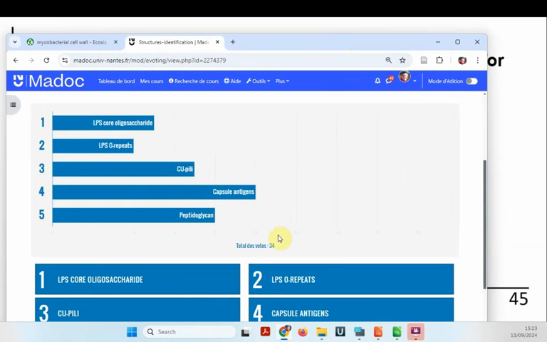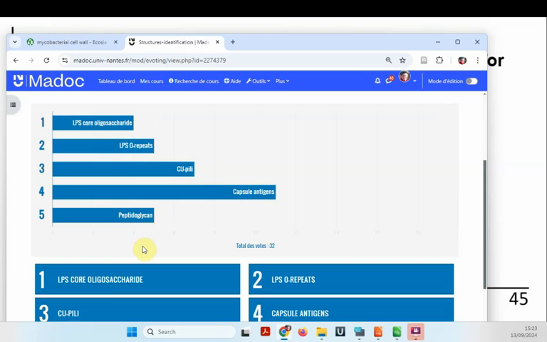So our number one answer is capsule antigens. Yes, correct. That's the K antigen. The number two answer down here, peptidoglycan, that's false. That's wrong. The second correct answer is this one, LPS O repeats. So core oligosaccharide is wrong, CU pili is wrong, peptidoglycan is wrong.